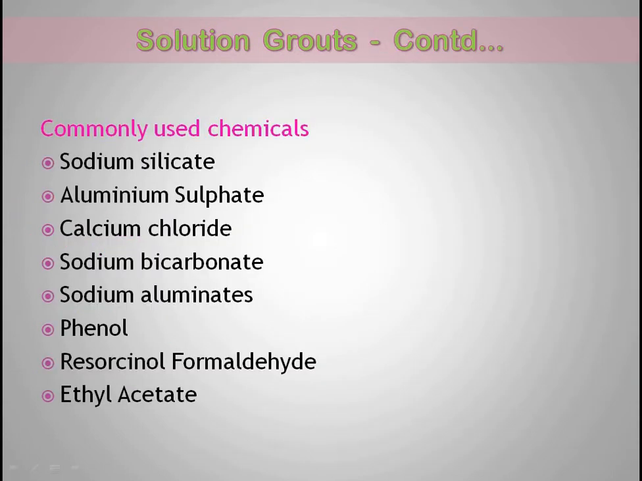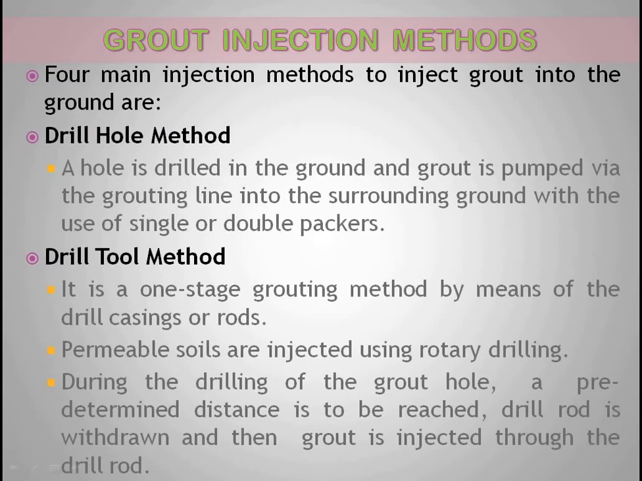People commonly use materials like sodium silicate, aluminum sulfate, calcium chloride, sodium aluminate, phenol, resorcinol, formaldehyde and ethyl acetate. These are the commonly used chemicals in the case of solution grouts, which we broadly call chemical grouting.